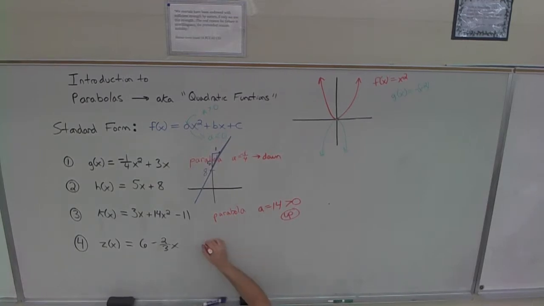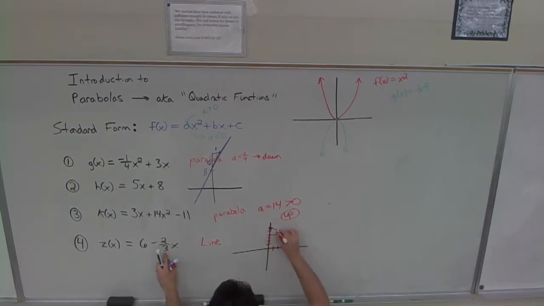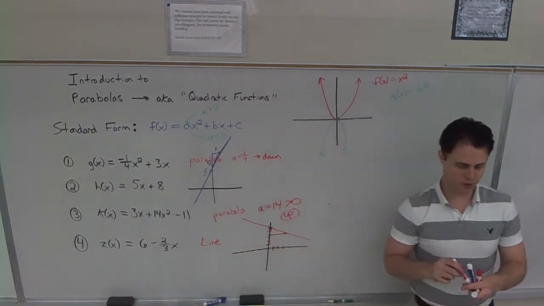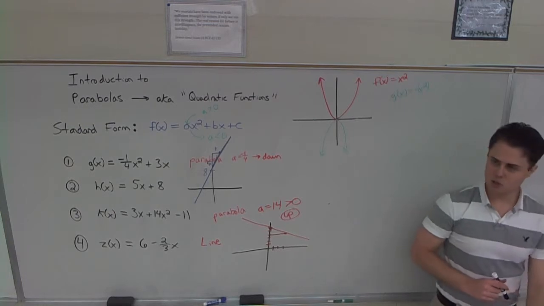No. This guy is not a parabola. In fact, it's another line. Let's graph it just for practice. Where should I start for this line? Y-intercept is 6. And then from there, the slope says down 2 over 3. There's that line. Got to be able to graph lines. Okay? So there's a little bit of review.